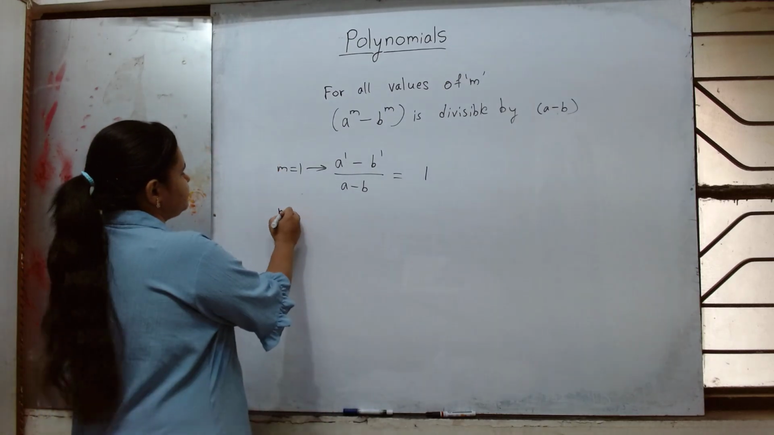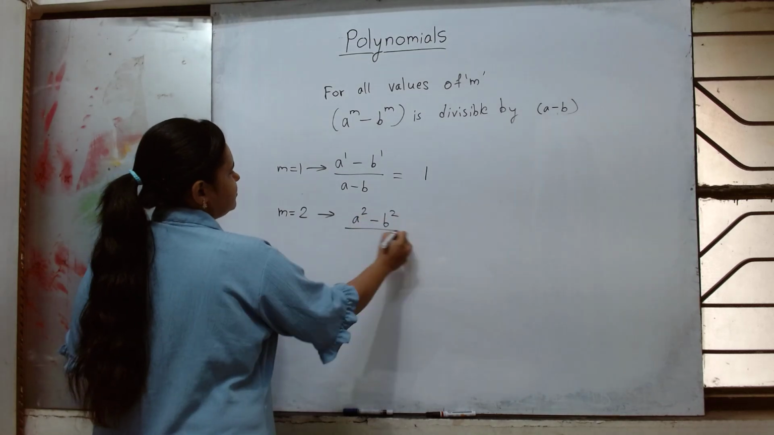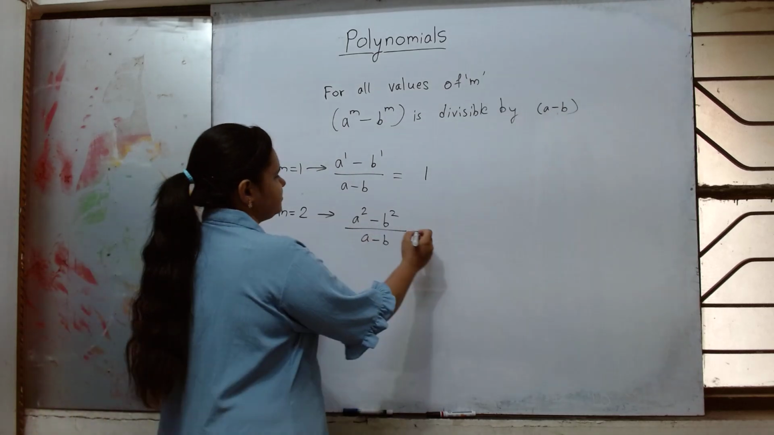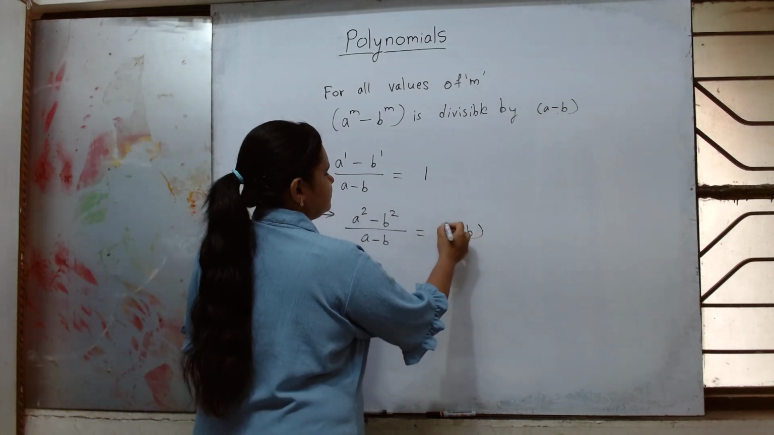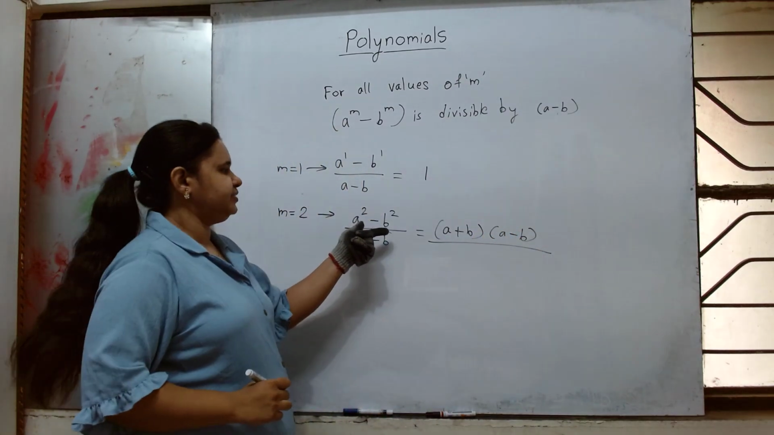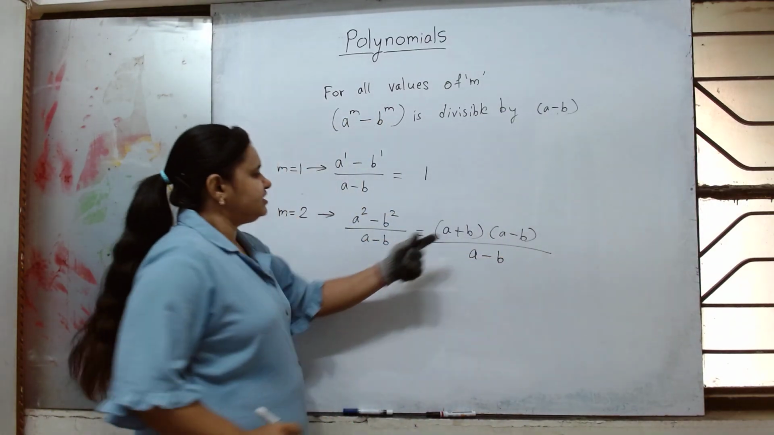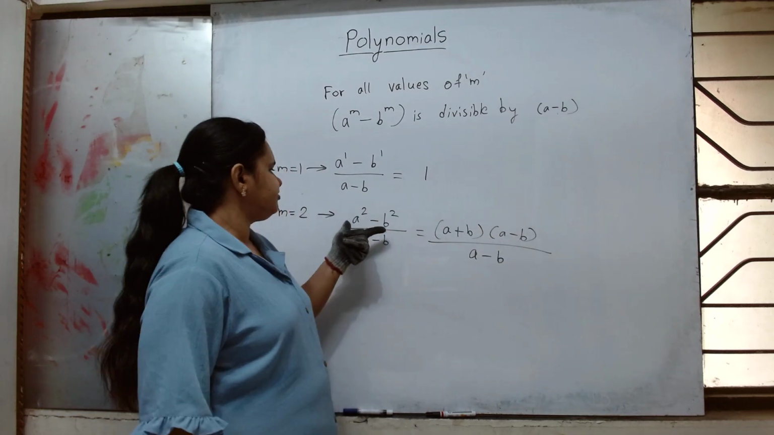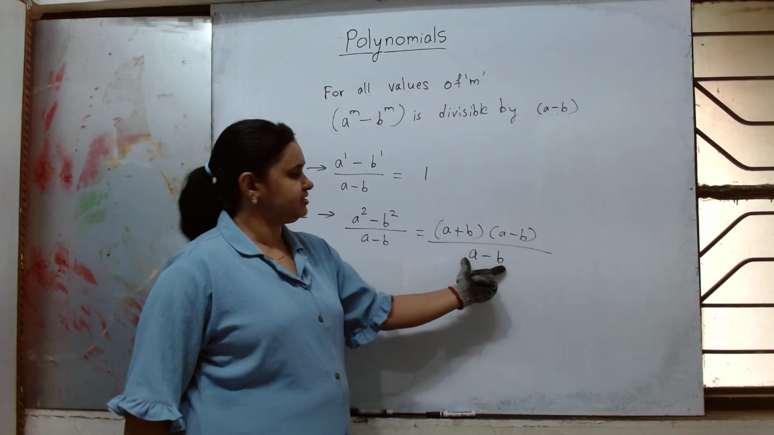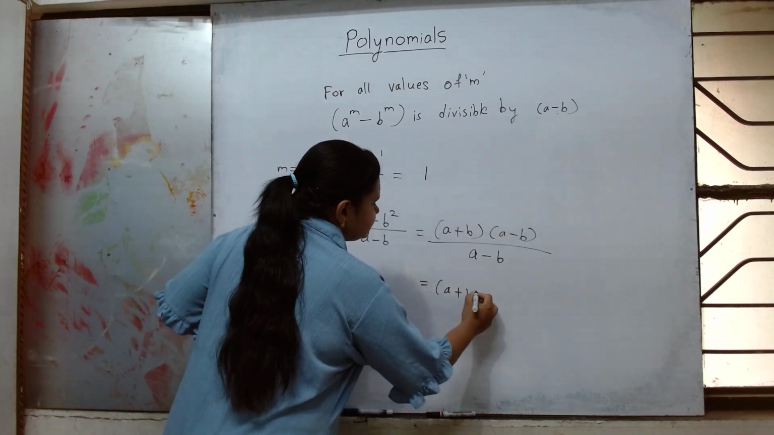For m equals 2, it will be a square minus b square upon a minus b. Can we write a square minus b square as a plus b into a minus b? This is the formula for a square minus b square. So a plus b and a minus b are the factors of a square minus b square. Divided by a minus b, this is divisible. So our answer will be a plus b.